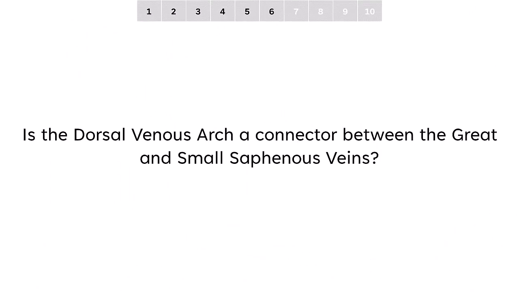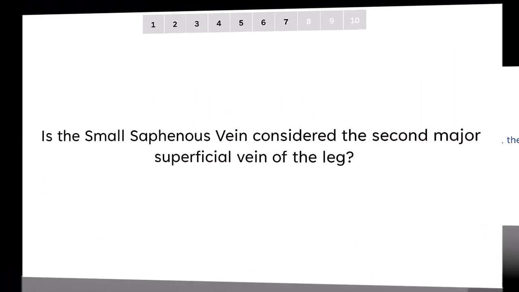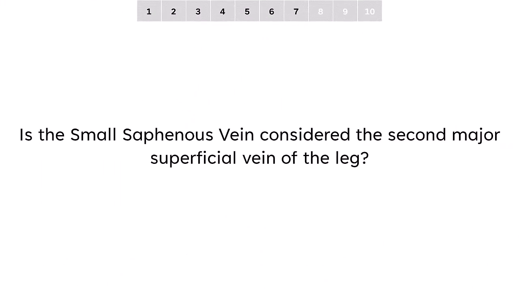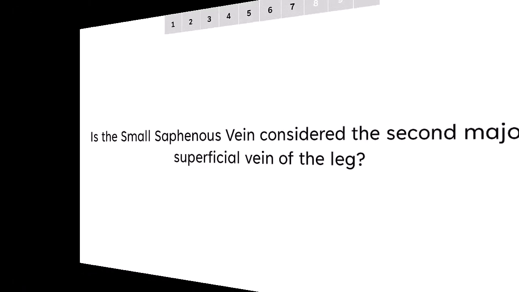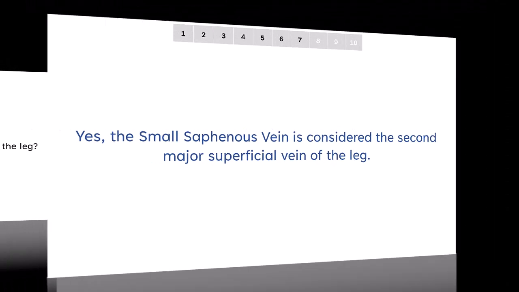Is the dorsal venous arc a connector between the great and small saphenous vein? Yes, the dorsal venous arc is a connector between the great and small saphenous veins. Is the small saphenous vein considered the second major superficial vein of the leg? Yes, the small saphenous vein is considered the second major superficial vein of the leg.